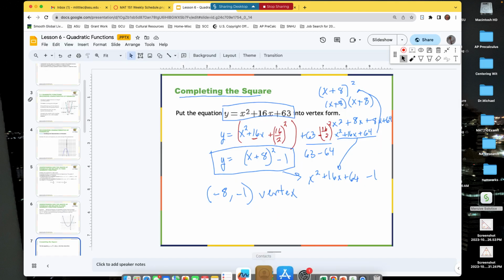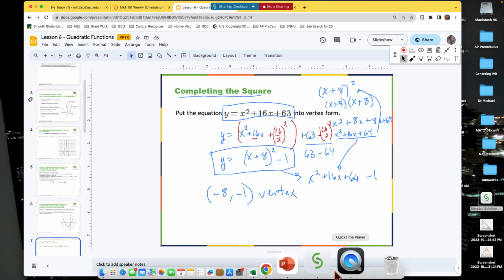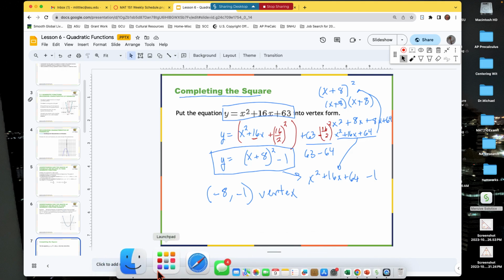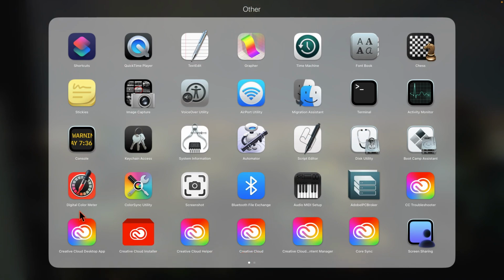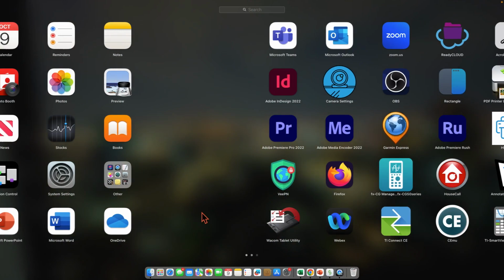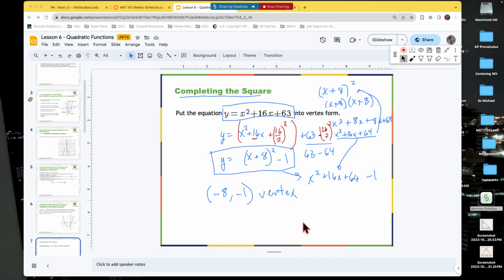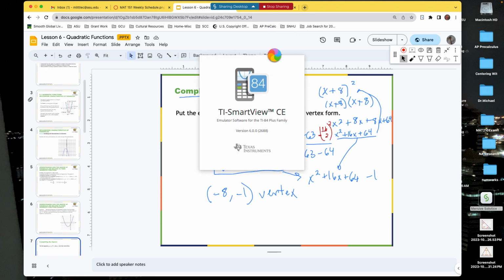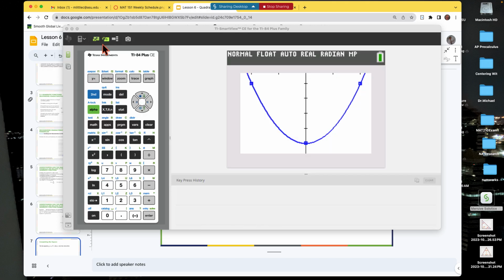Let's keep everything. I think I closed it. Go ahead and get my graphing calculator. Hopefully it'll open up without having to sign in, save us a little time. Or, yeah, here it comes. Okay.